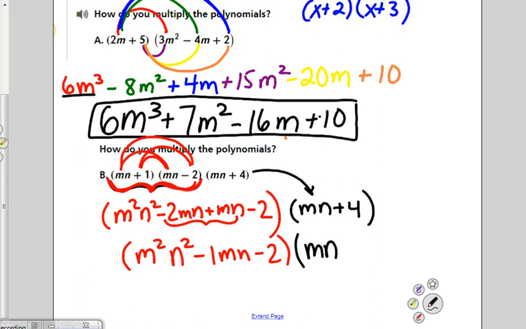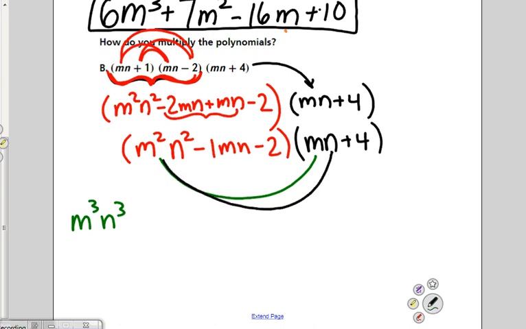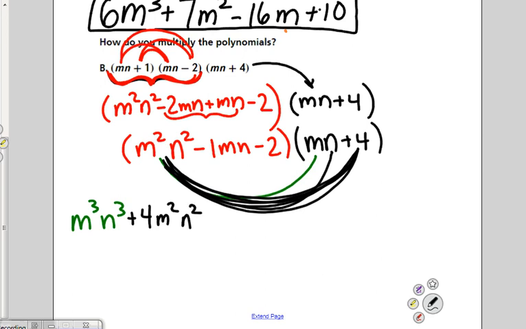Now we can bring mn plus 4 into play as we, again, multiply a trinomial times a binomial. We're going to have lots of products here to consider. First, green, m cubed, n cubed. Black, whoops, sorry about that. Black should be m squared n squared times 4, which would be 4m squared n squared. Next, let's do blue. Negative 1mn times an mn. That's going to be negative 1m squared n squared.